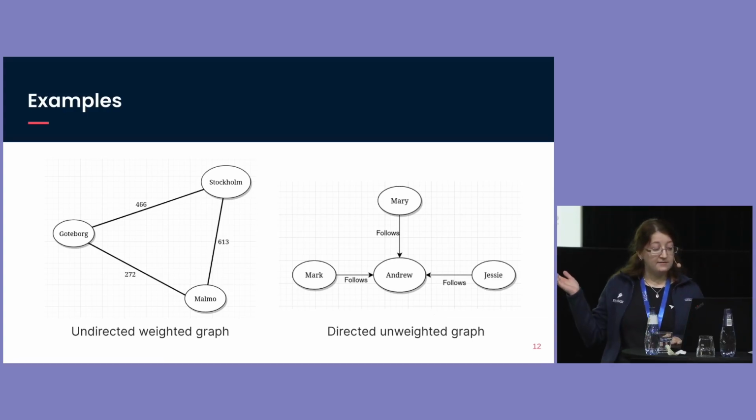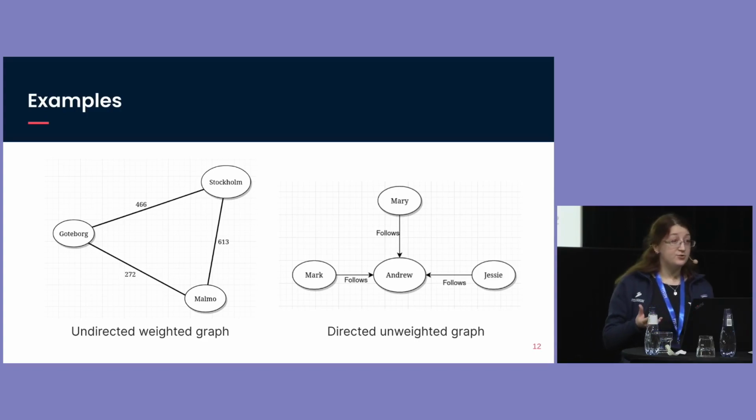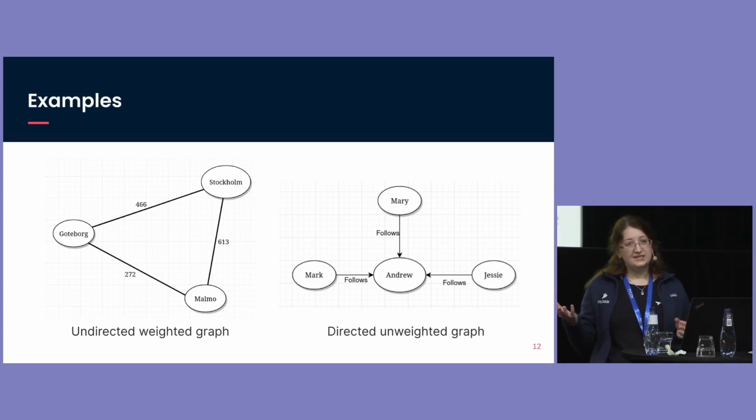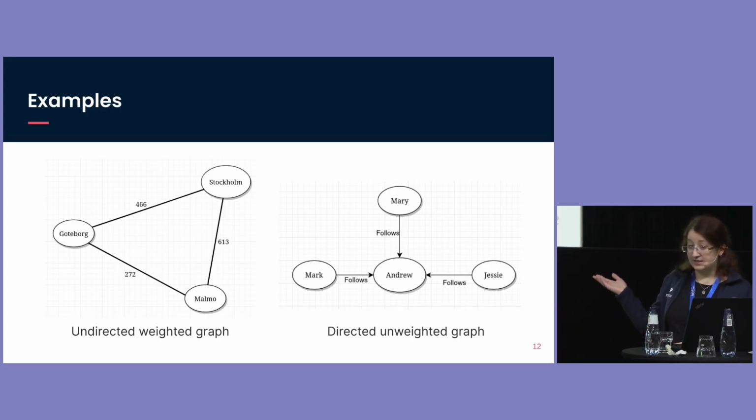And on the right, we have a directed unweighted graph. We can think about some social media like Twitter, where you can follow people, but it doesn't mean that they follow you back, which means that your relationship is one-sided, so directed. But for Twitter, it doesn't matter who follows whom, it's just a follow in the end. So this relationship is unweighted.